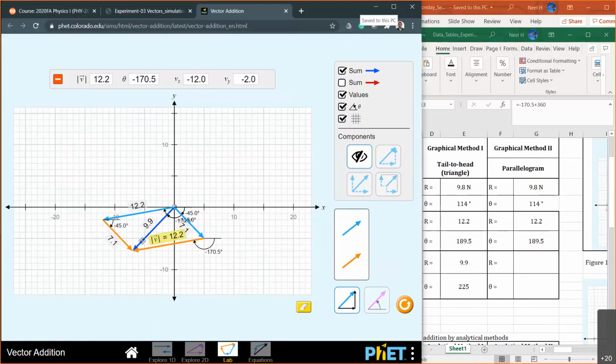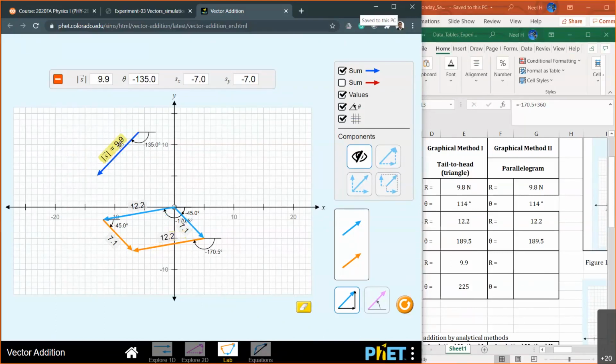If you're doing this in class, this is going to take a while to draw because you have to draw all of these lines, and then you have to measure this length by using the meter ruler, and then you have to measure this total angle by using the protractor. So all of that is going to take a lot of time, but this way it is actually much easier than that.